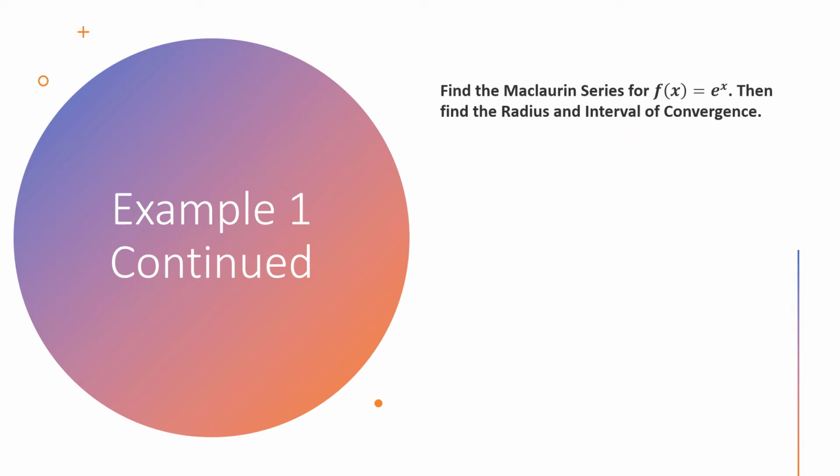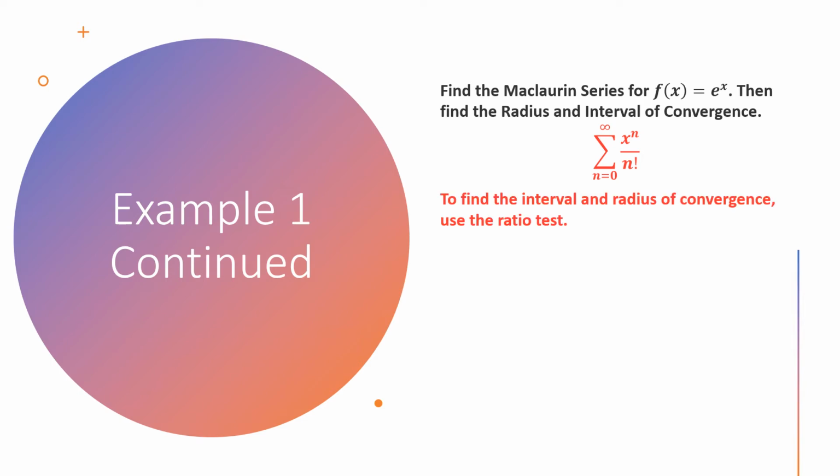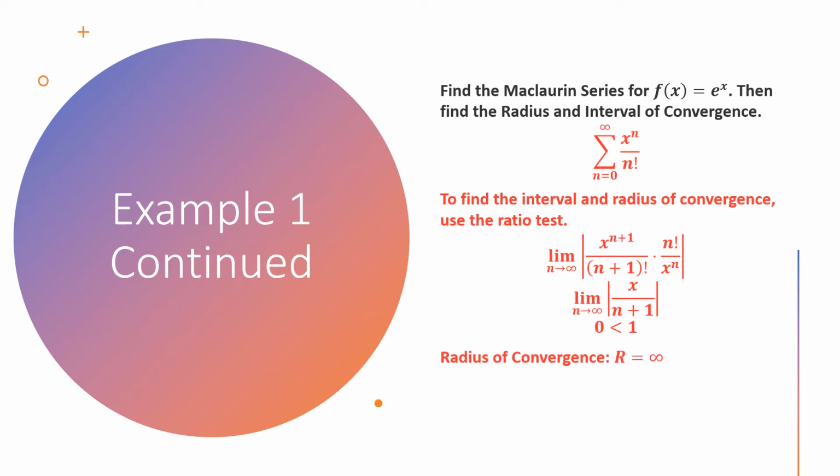Alright, so now we have to find the interval of convergence and the radius. And so again, I'm taking my series. Remember, to find your radius and interval, the easiest way is to simply do your ratio test. And when I simplify this ratio test out, I get x over n plus 1. Now when I plug in infinity, I'm going to get 0, and 0 is less than 1, which means that it converges absolutely. And because it converges absolutely, my radius is going to be infinity, and my interval is going to go from negative infinity to infinity.